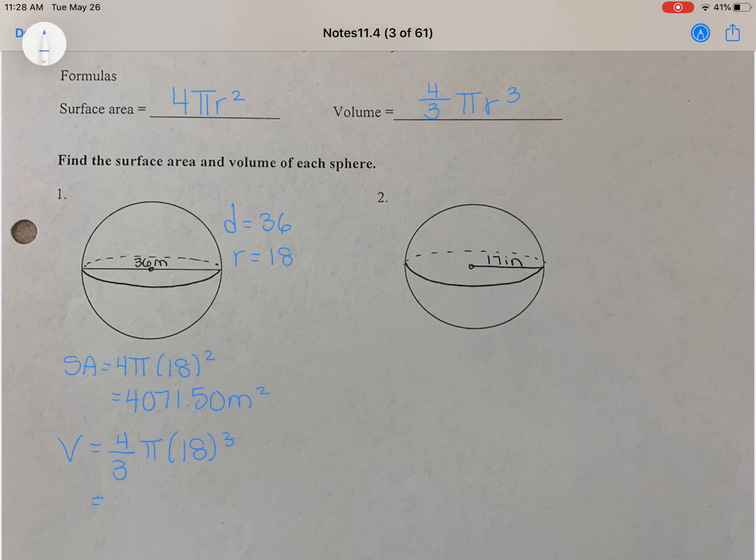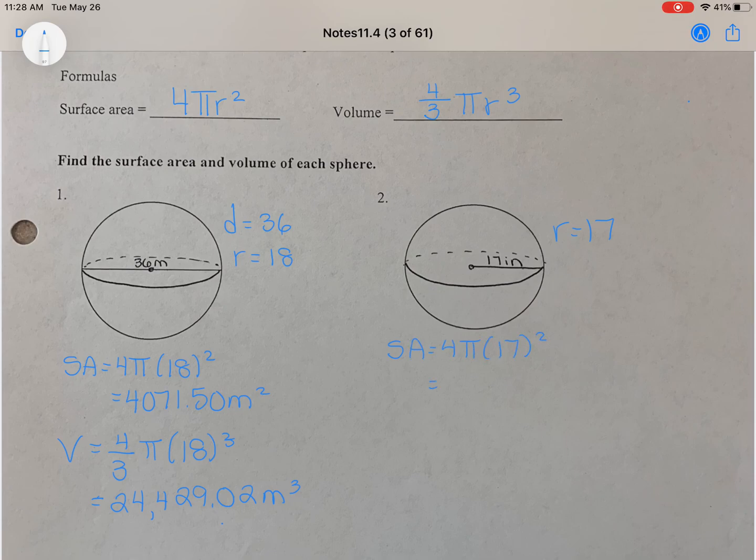For volume, we have 4/3 pi r cubed. So now we have 18 to the third. 18 times 18 times 18. And that gets us 24,429.02 meters cubed. So if you filled that one ball with a radius of 18, that's how much water could fill that. That's huge.